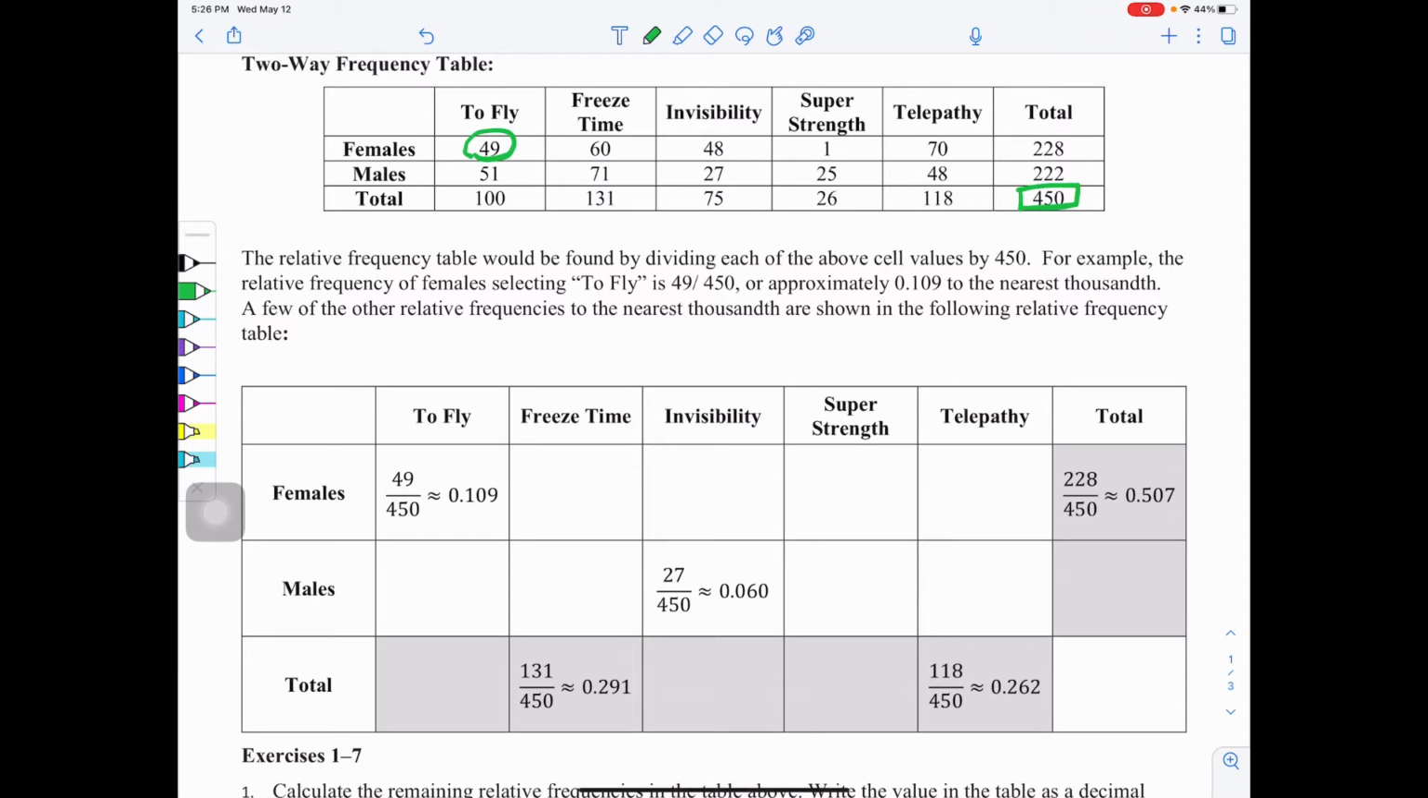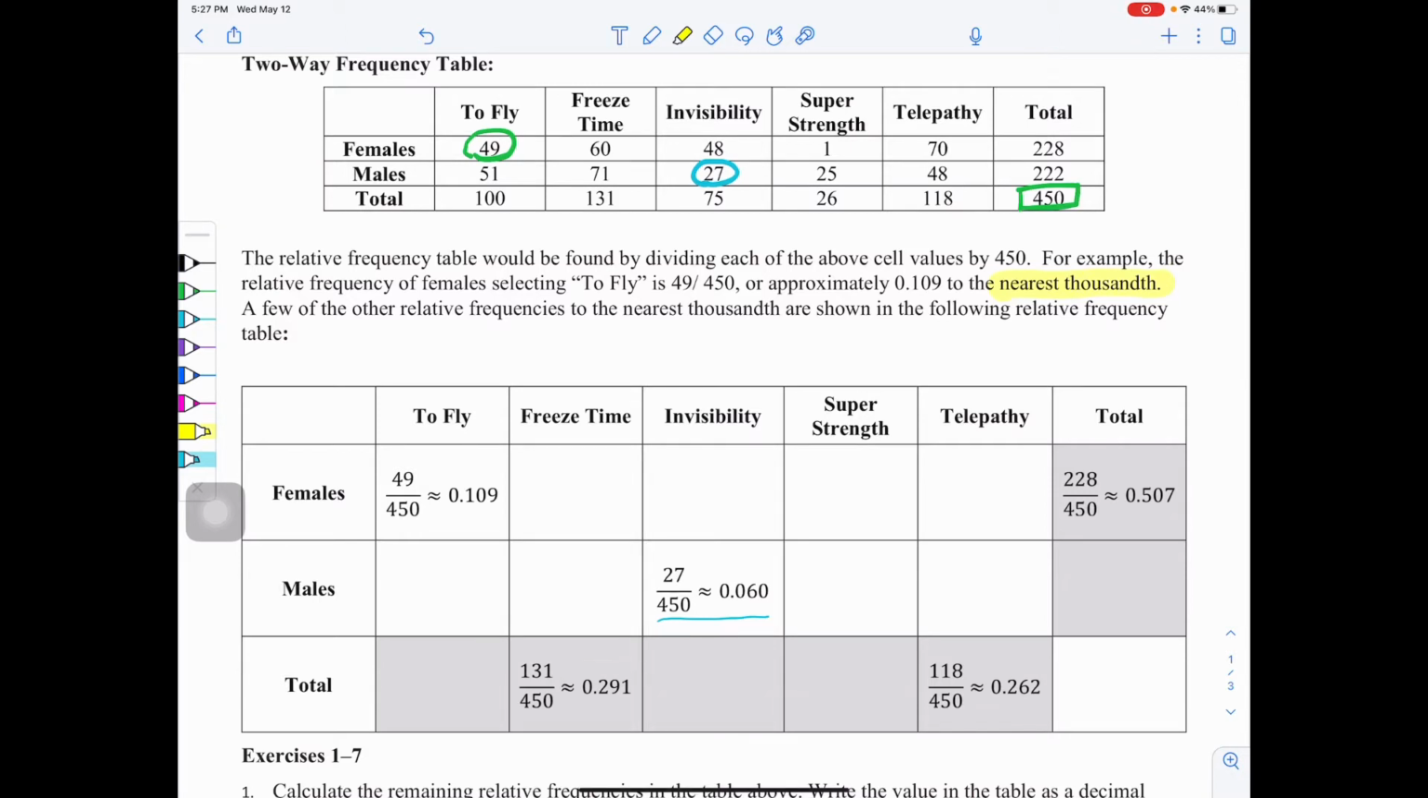So you're going to do 49 over 450, and then you are going to create a decimal. And here they're asking us to go to the nearest thousandth. Okay, so for to fly, 49 out of 450, if you do that on your calculator, it's approximately 0.109 to the nearest thousandth. A few of the other relative frequencies to the nearest thousandths are shown in the relative frequency table. So let's look at another one they gave us here, males and invisibility. So if I look at males and invisibility, it's 27. So you can see they took that number, 27, put it over 450, used their calculator to get that as a decimal, and rounded to the nearest thousandth.